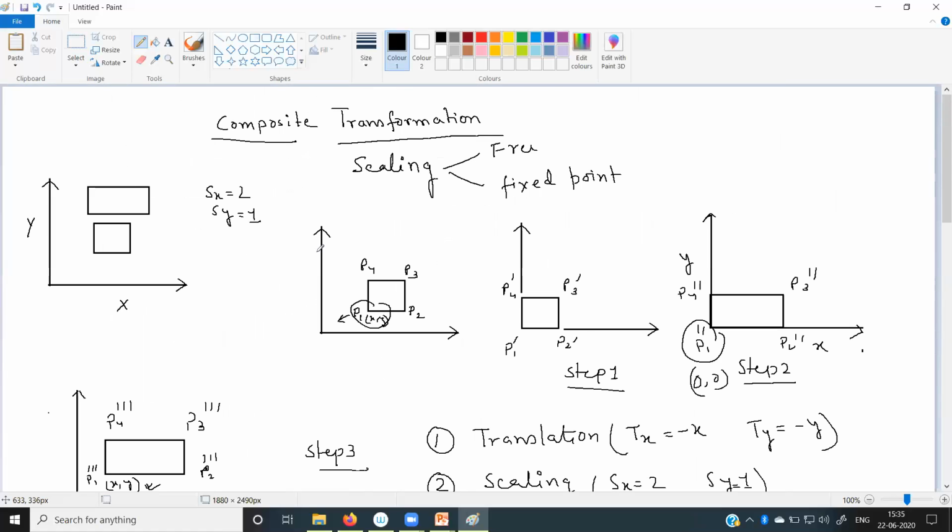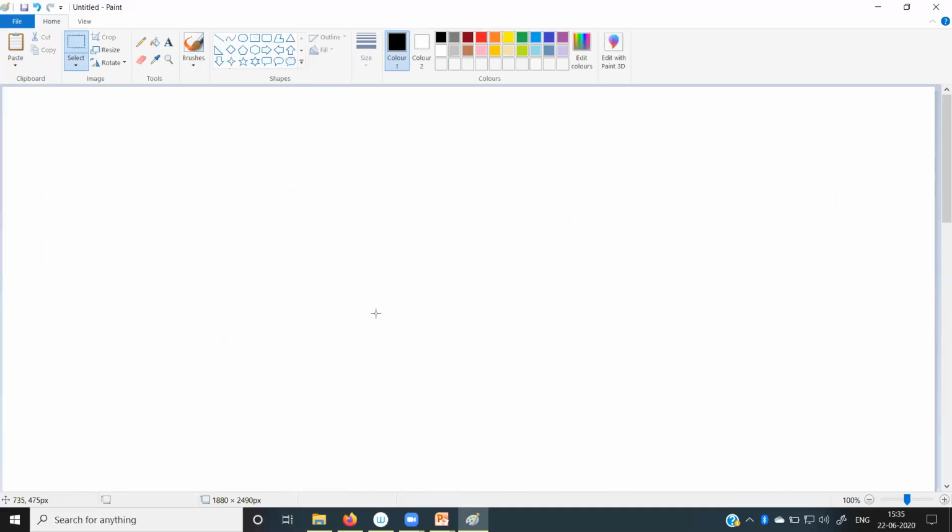Now the next topic which I want to discuss is called reflection. This reflection is the same as the reflection which we can see in a mirror. So first, let me show you the problem. What is reflection?